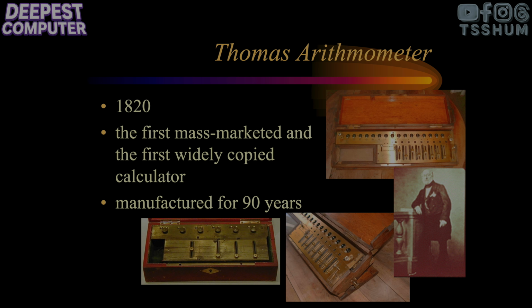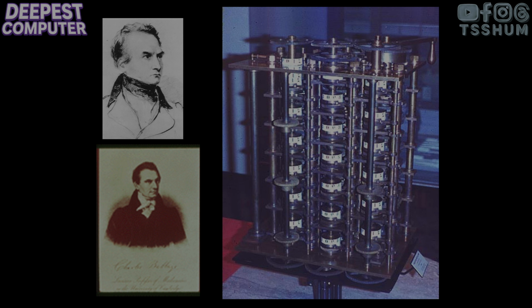The Thomas Arithmometer was the first mass-marketed and widely copied calculator, manufactured for 90 years, starting in 1820. Charles Babbage introduced the design for the difference engine in 1832. This is a detailed image of Charles Babbage's difference engine.